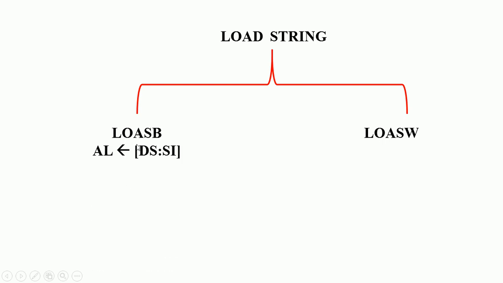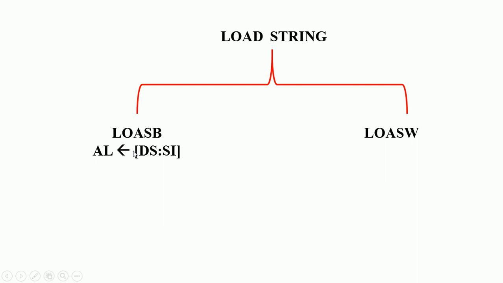Now with the help of load string byte, we can transfer data from memory. This square bracket indicates memory. Which memory? Who is going to give the physical address of that memory? That is given by DS and SI. DS gives the segment address of the memory and SI gives the offset address of the data memory, and the whole thing gives the physical address. Then it goes to that location, gets the data and puts it in the AL register.